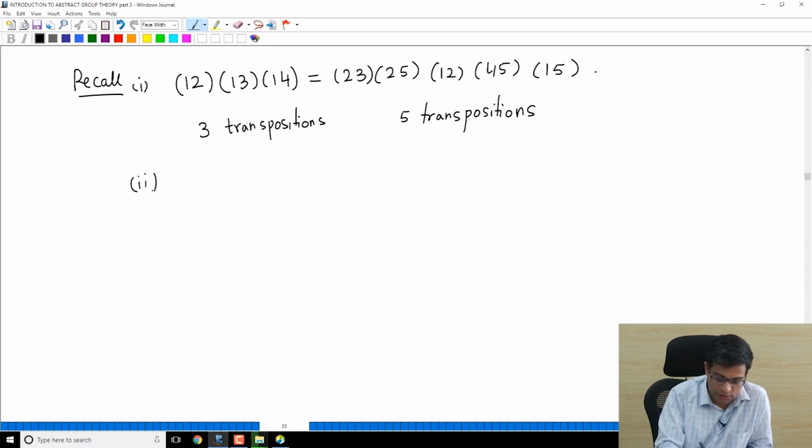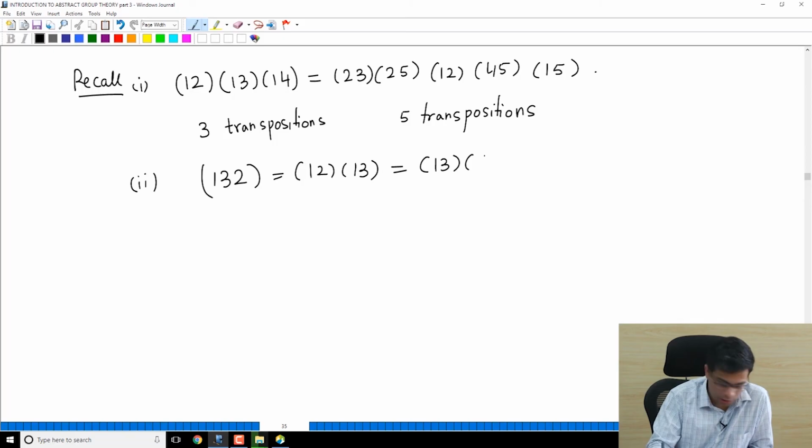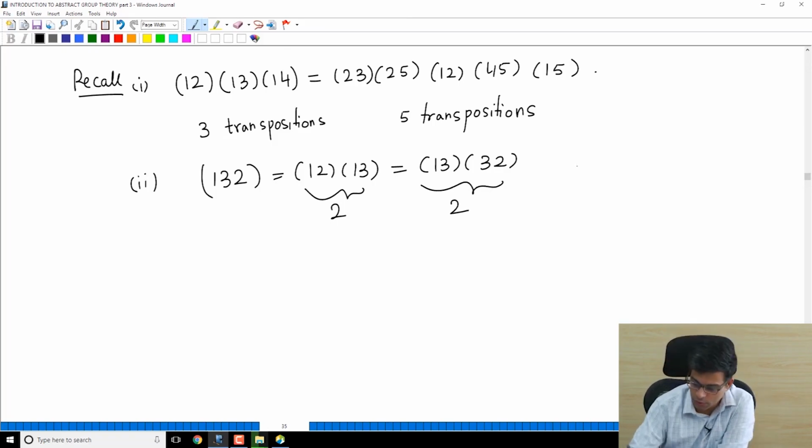Another example we saw was, if you take the 3 cycle (1 3 2), this can be written as (1 2)(1 3). This can also be written as (1 3)(3 2). Okay, so here we need 2 transpositions. In this also we need 2 transpositions. So both even. Of course, in this case it's both 2. In the other case these are both odd, even though it's 3 and 5.